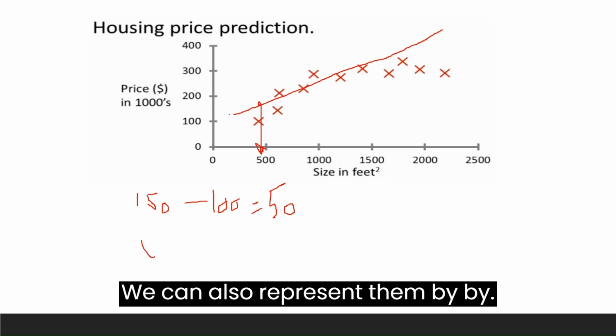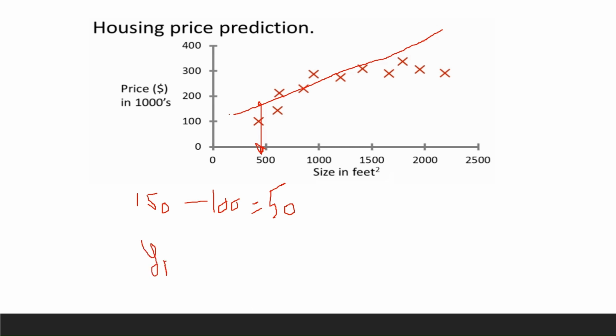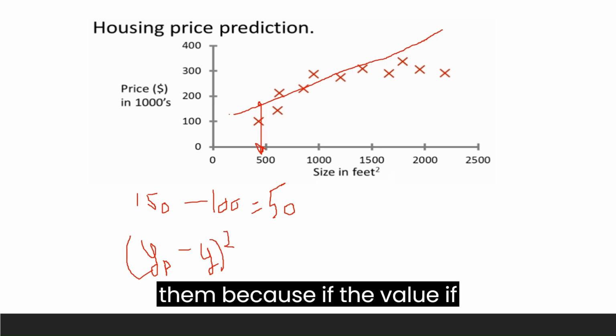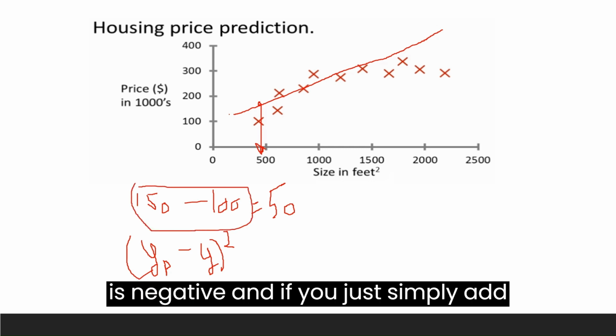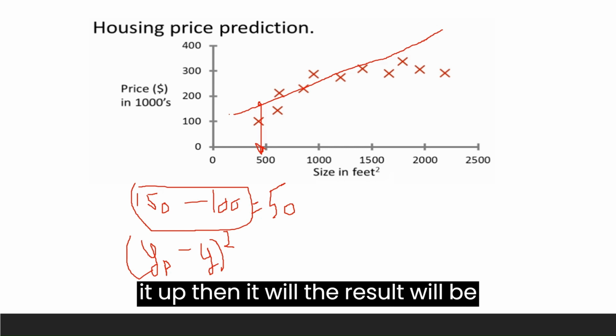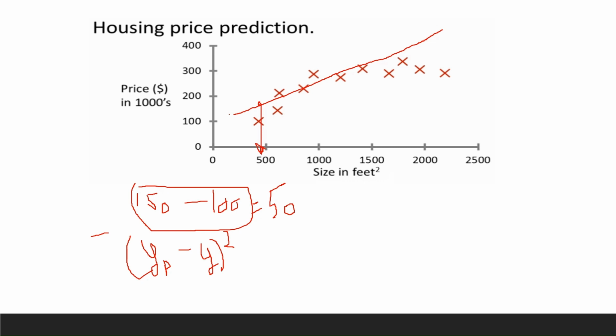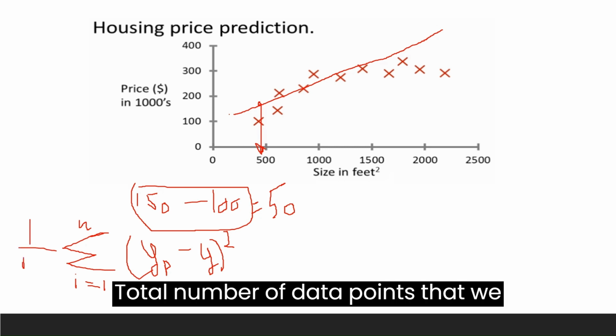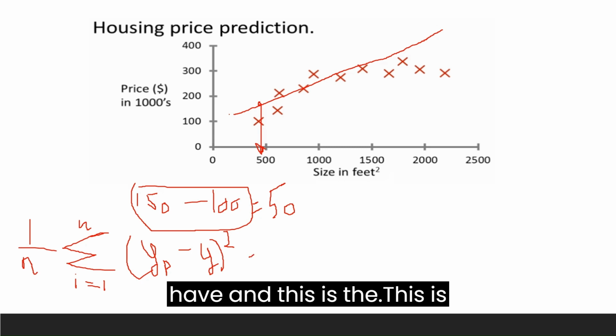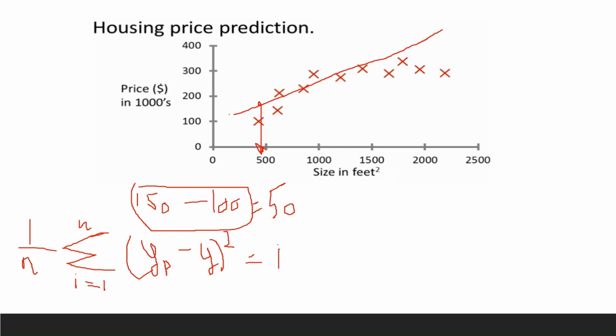We can also represent this as y predicted minus actual value, and then we will square them. The reason we are squaring them is that if the error difference is negative and you simply add it up, then the result will be skewed. So we will add them, i equals 1 through n, and then we will divide it by the total number of data points that we have, and this is known as mean square error.